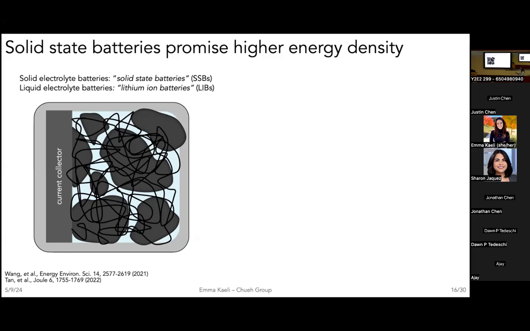So solid state batteries are exciting because they have some potential to have higher energy density. The reason is their differing microstructure. Let's take a look at what those interfaces look like in the solid state battery.